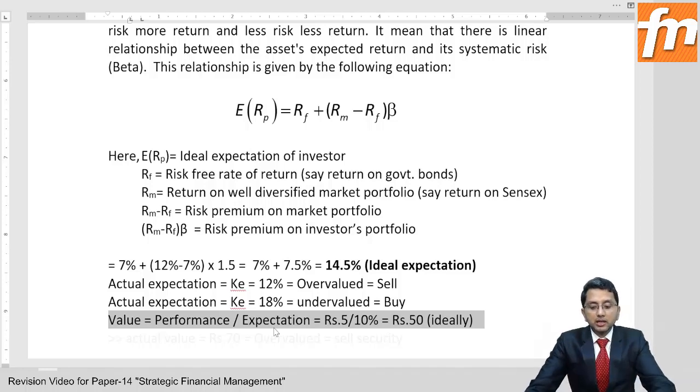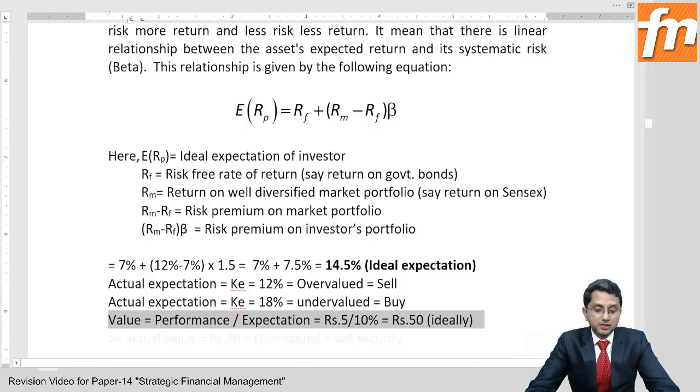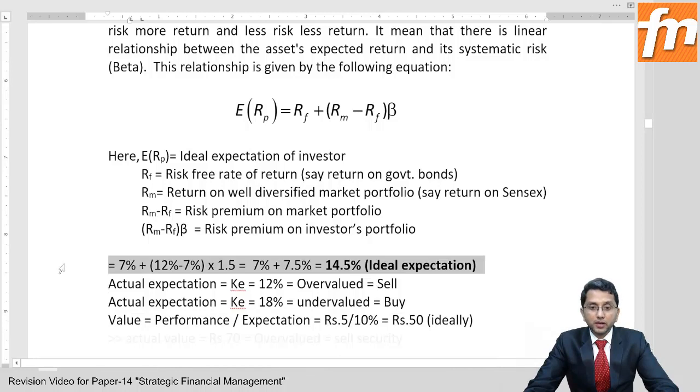Now, if the actual expectation is less than the ideal expectation, suppose here I put 5%, then the value will be 100 rupees. Value is equal to performance upon expectation. If expectation is less, value will be more. So ideally expectation is 14.5.